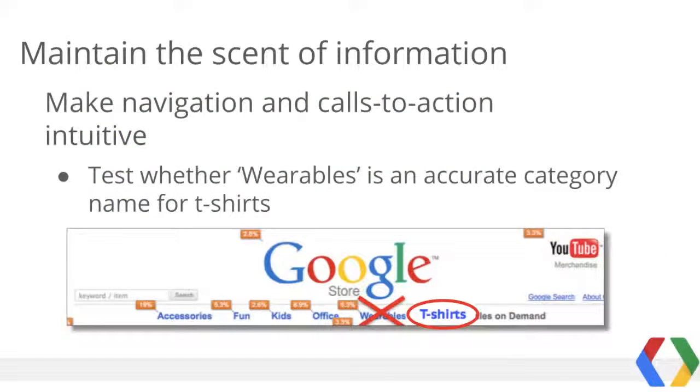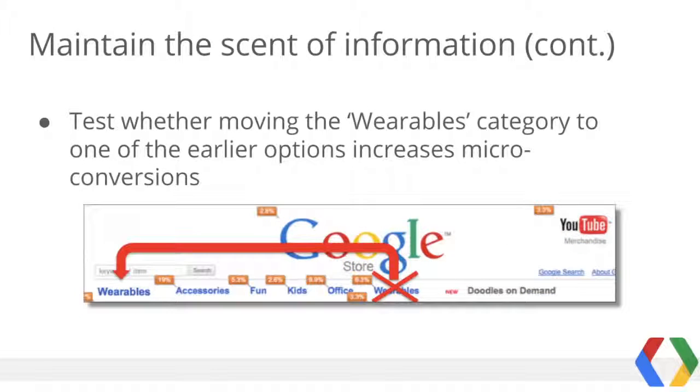To maintain information scent, we'll strive to make the navigation and the calls to action intuitive. Remember the questions we asked while researching the mobile user's intent? Now it's time to test those ideas. Since the top query term in on-site search was shirt, that may mean that users either didn't notice or didn't associate the category wearables with t-shirts. That could signal a loss of information scent. We could test whether wearables is a helpful category name for t-shirts, and whether moving the category to one of the earlier options in the list increases microconversions for this task.